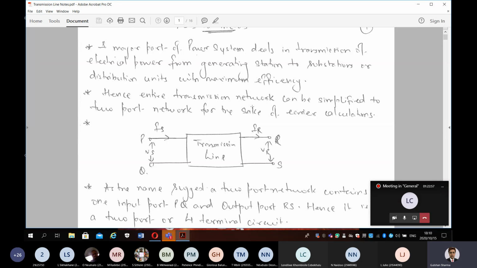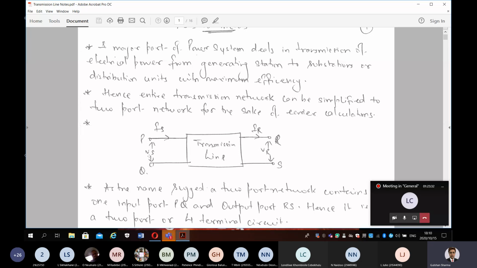That is why the ABCD parameters come into the picture. For simpler calculation, the transmission line is named a two-port network, one port here and one port here. Very simple. This is my transmission line, this is my input port, and this is my output port.